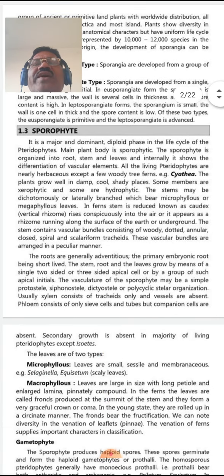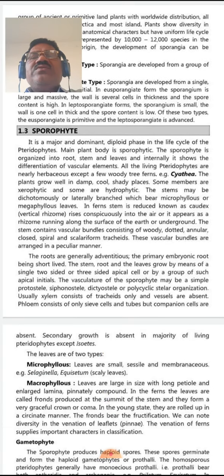So, sporophyte. What is sporophyte? Sporophyte is a major dominant diploid phase in the life cycle of pteridophyte. Main plant body is sporophytic. The sporophyte is organized into root, stem and leaves, and internally it shows the differentiation of vascular elements. So in case of lower cryptogams, the dominant phase is gametophytic phase and the sporophytic phase is recessive. But in pteridophyte, the sporophytic phase is dominant. It shows the differentiation of vascular elements.